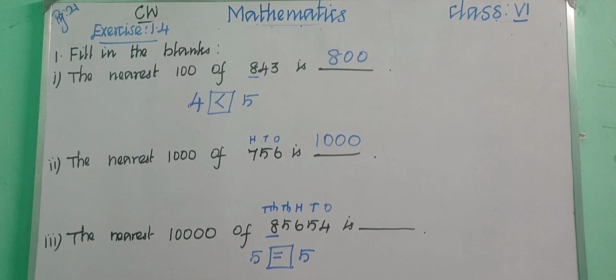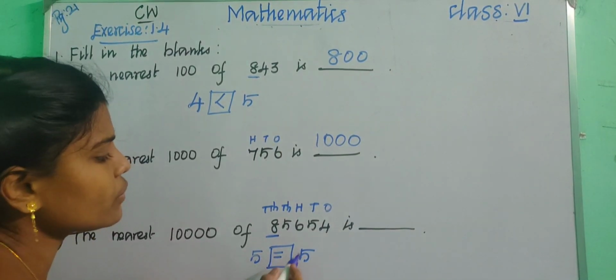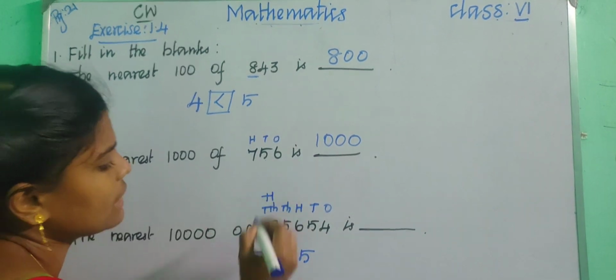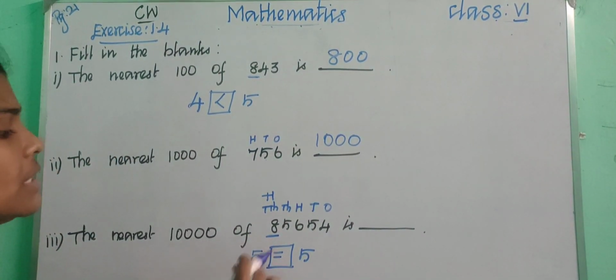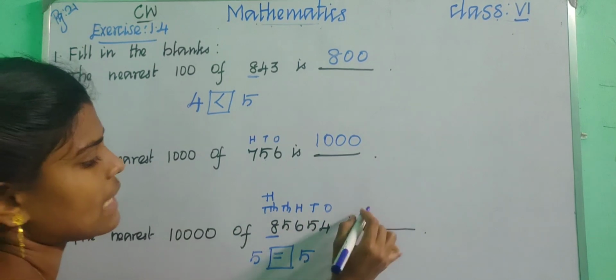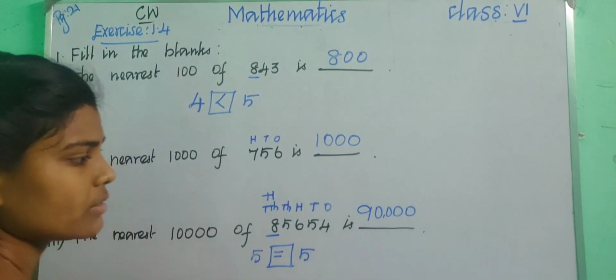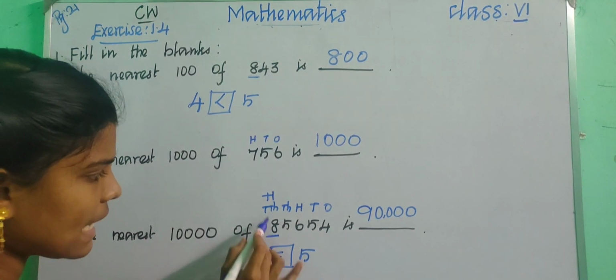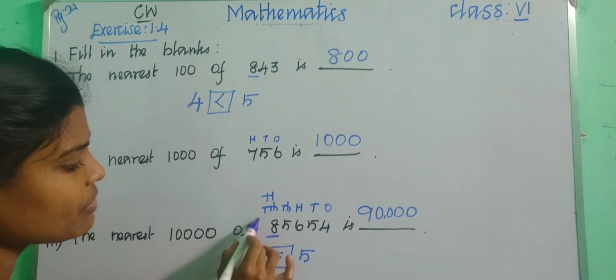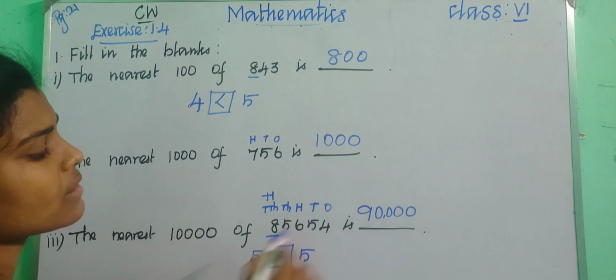Okay, children. Whether it is greater than 5 or equal to 5, we have the same route, we need to add plus 1. Can you all understand, children? So since it is equal to 5, we are adding plus 1 in the 10,000s place. So the answer is 90,000. Can you all understand? We simply added plus 1 here, so we are just rounding off, so that is 90,000.